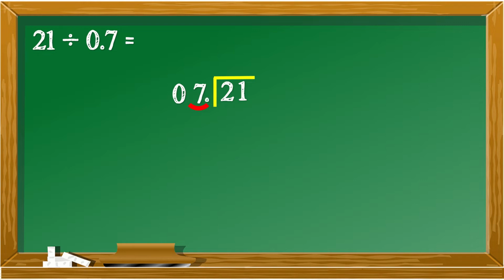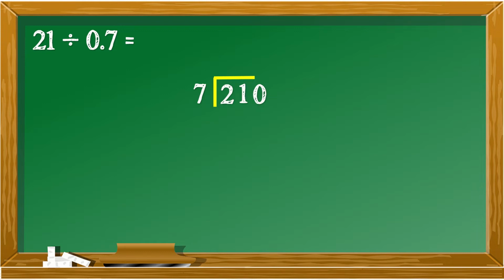And then since we moved 1 decimal place in the divisor, we will also move 1 decimal place in the dividend. The decimal point of the whole number is always at the end. It's just not visible. So we will move once, just like that. Since there is a space, we will add 0. So from 21, it will be 210 divided by 7.